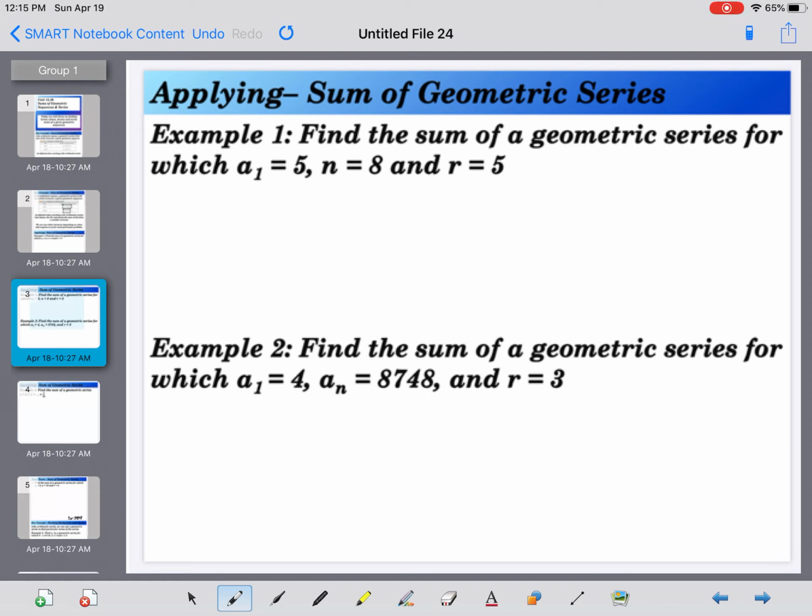So example number 1, find the sum of the geometric series for which a sub 1 is 5, n is 8, and r equals 5. Compared to your two formulas, we're going to want to use formula number 1, because we're given the a sub 1 and the n.